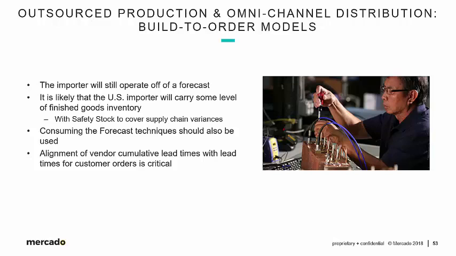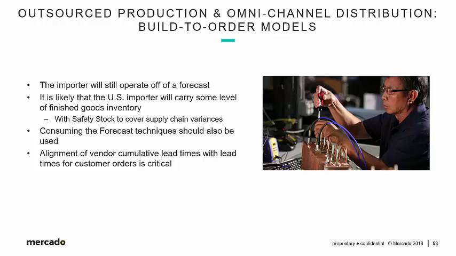The goal is to find ways to reduce variability in the supply chain that reduces the need to carry so much inventory, and hopefully will drive down the need to carry safety stock to cover all of these supply chain variances. As we've said a number of times, consuming the forecast should also be used. It is dangerous not to. It is dangerous to use a forecast for the whole year and never change it based on actual demand activity. That's a bad practice, not a best practice.